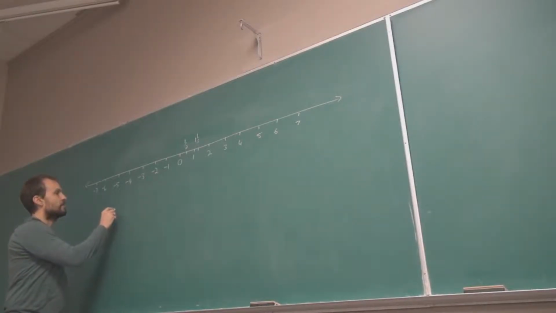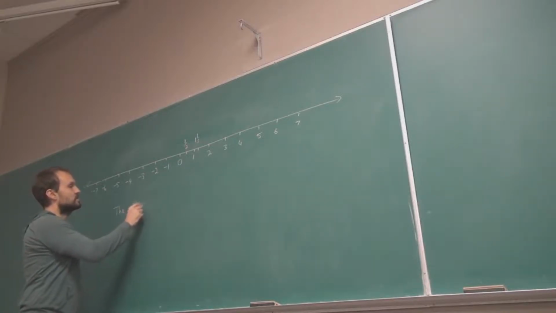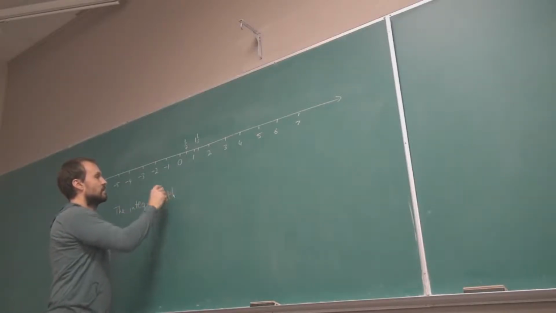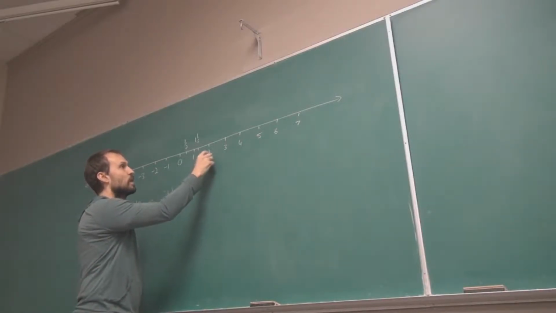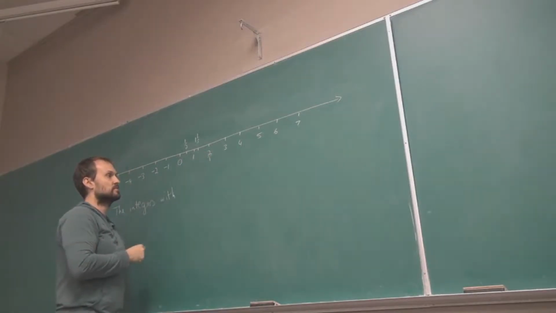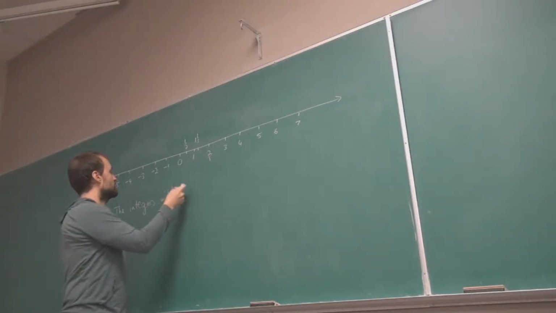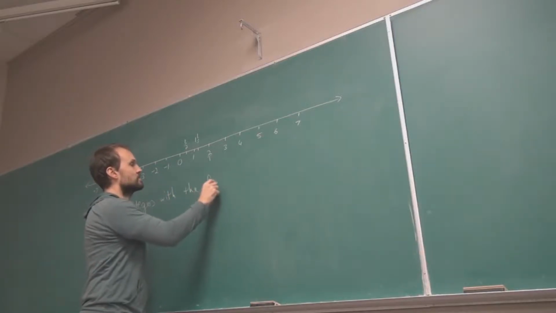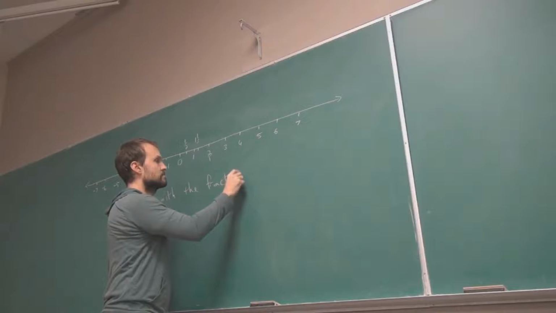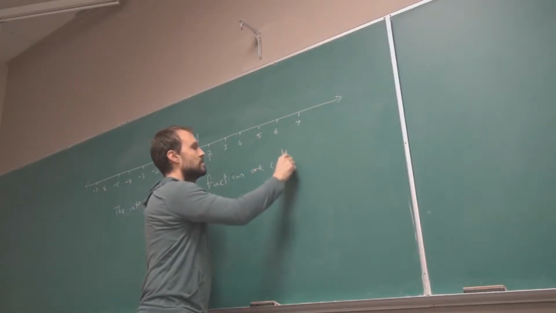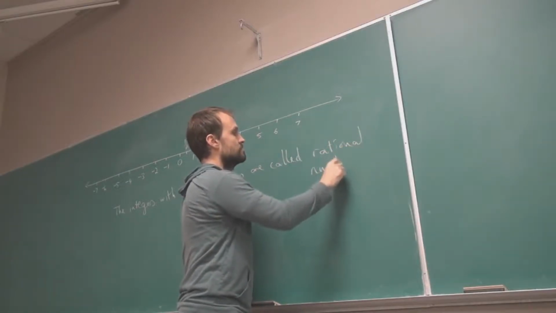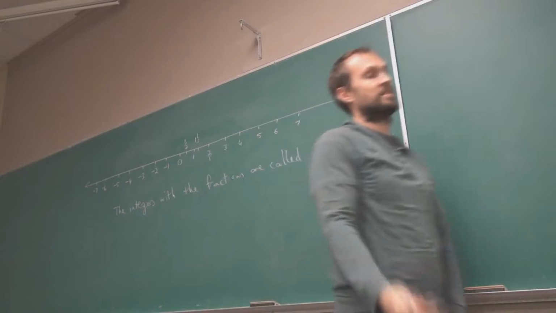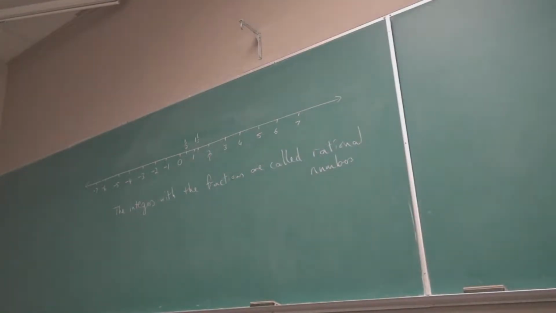So the integers, well, they include the fractions, really, because you can write 2 as 2/1 and see it as a fraction, which is not a very complicated fraction. The integers with the fractions, we'll say, are called rational numbers. Why rational? I don't really know. They're rational. You can reason with them. They make sense. Rational numbers.